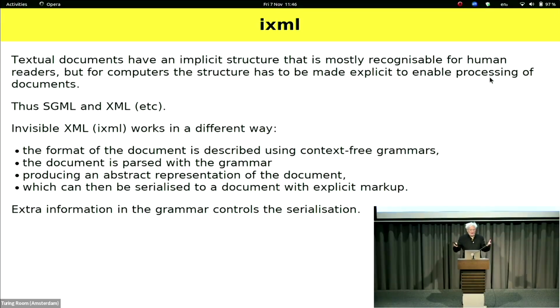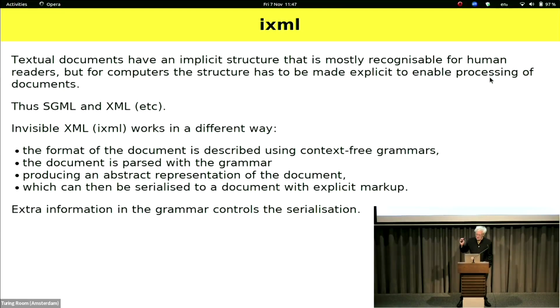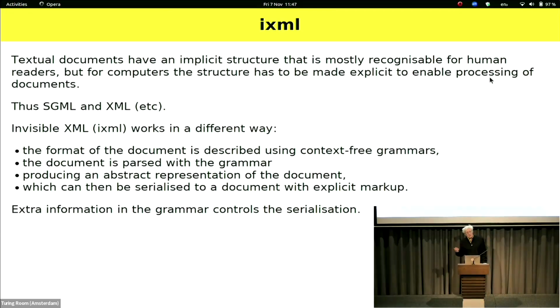Textual documents have an implicit structure that we as humans can recognize, like a date, for instance. But for computers, the structure has to be made explicit to enable processing of the documents. And that's why we've got things like HTML and XML to add the structuring so that the computer can deal with it.